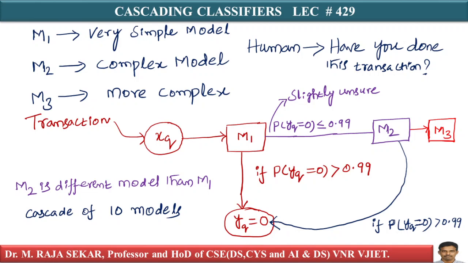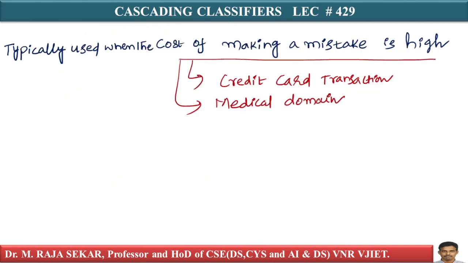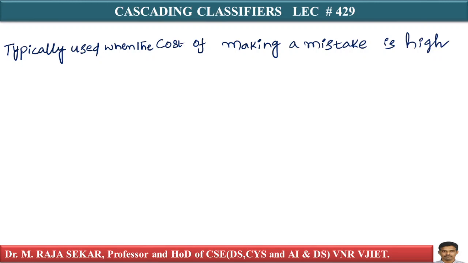This is one example of a cascade model. There are many cascade models which can occur. These cascading classifiers are typically used when the cost of making a mistake is high. This is important. For example, in credit card transactions or in the medical domain.